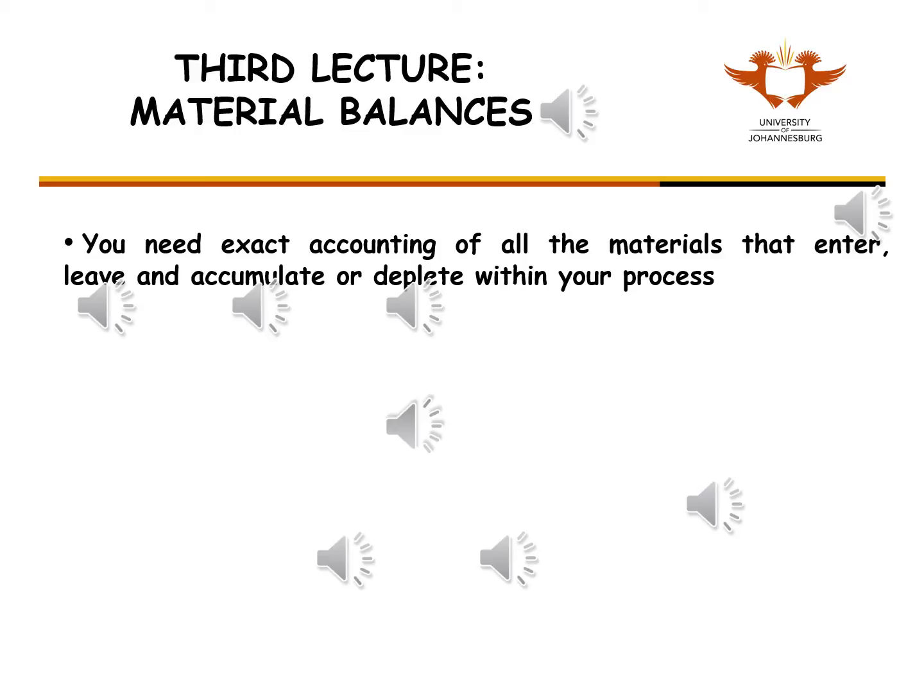If less material comes out than entering, it means that some of it is accumulating in your process. In this case, your tanks may overflow. And if more material comes out than entering, it means that it is depleting, or becoming less. If no material is left in your process, it would be a problem, as the process will stop, and you will have no product to sell.